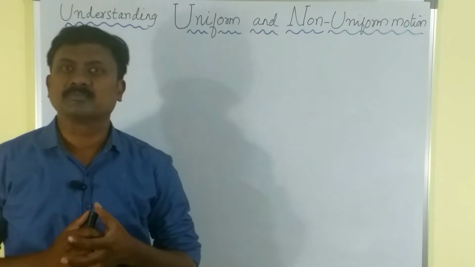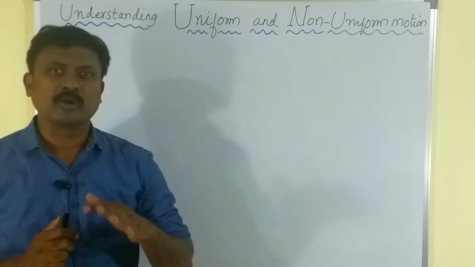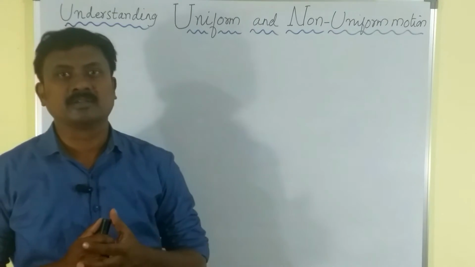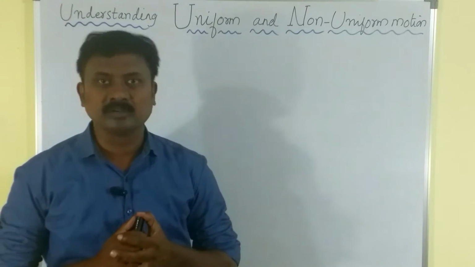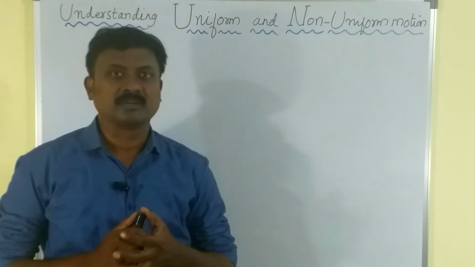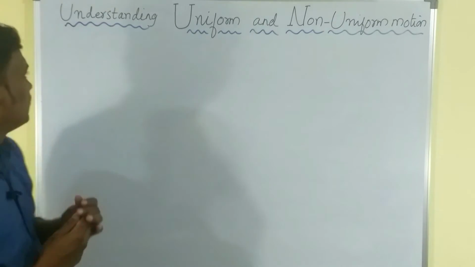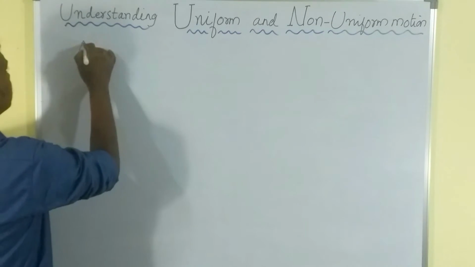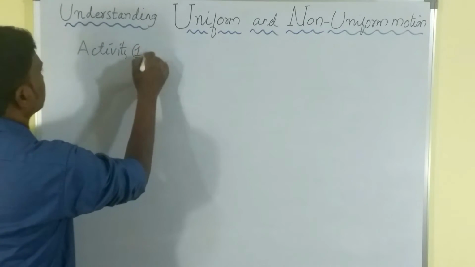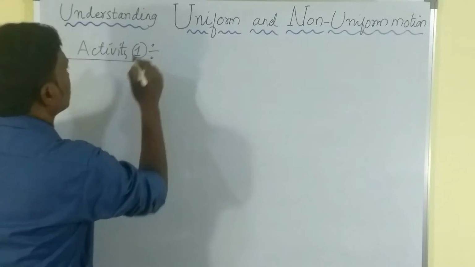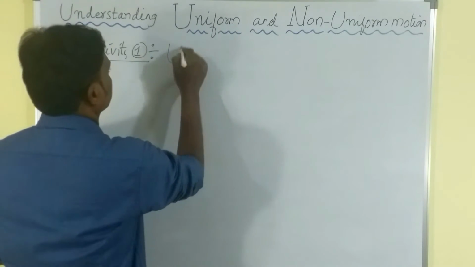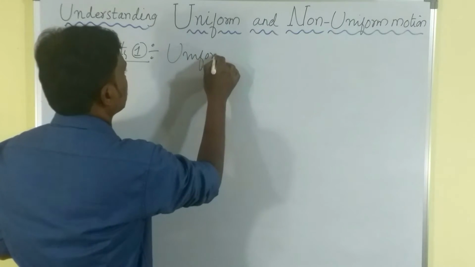We are going to consider some different activities. I'm not going to show you any activities, but we are going to discuss the activities in order to understand the concept behind uniform motion and non-uniform motion. So I'm going to consider 5 activities. Let us see the first activity, Activity 1. In this activity 1, we are going to understand the uniform motion.